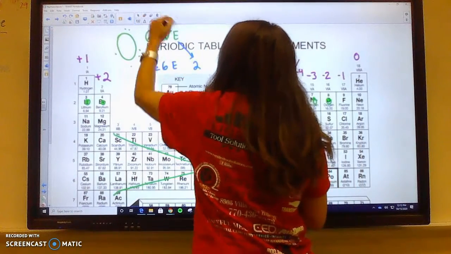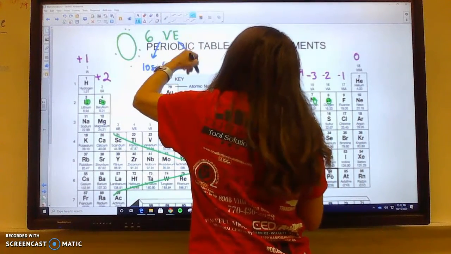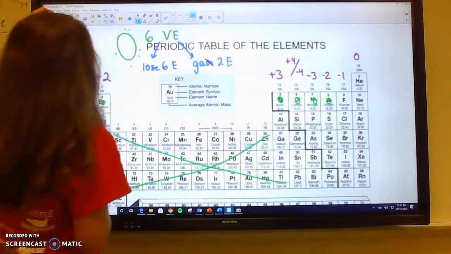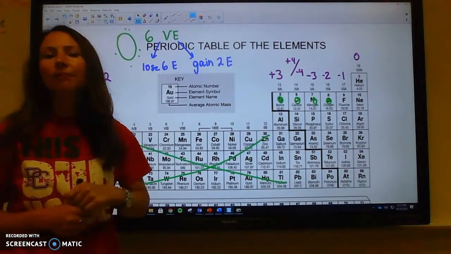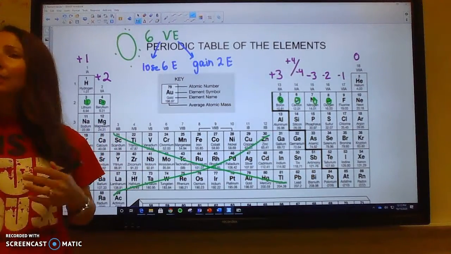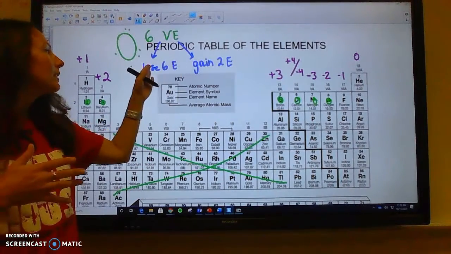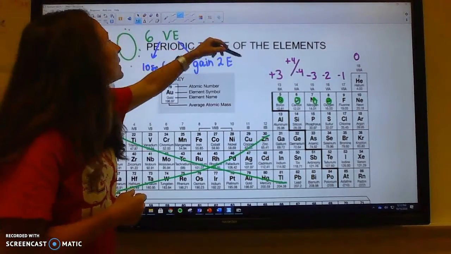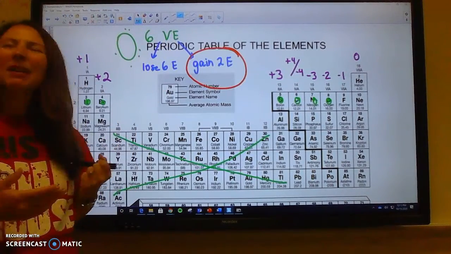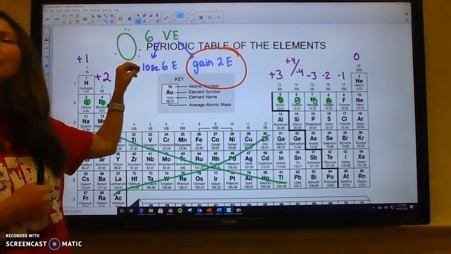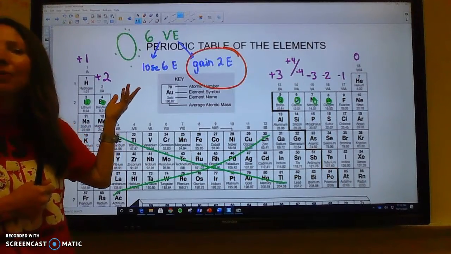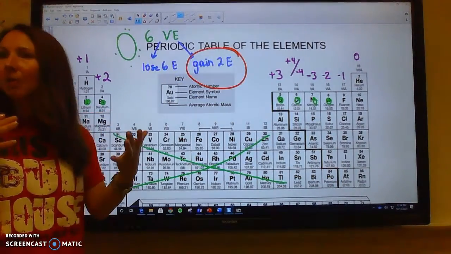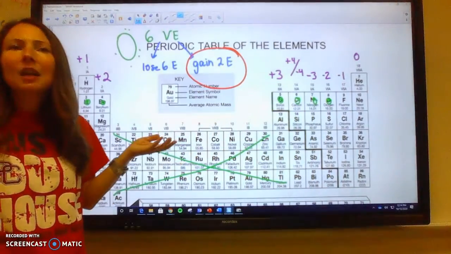Let me write gain. So what do y'all think, guys? What do y'all think it's going to do? Which one do you think is going to make more sense? Losing 6 or gaining 2? Gaining 2 is what I heard. So gaining 2 electrons is what it's going to do. Now, just think about it. It's kind of logical. If you have to lose 6, that's probably going to take more effort or energy than gaining 2. So whichever one requires the least number of electrons is going to be what it's going to do.